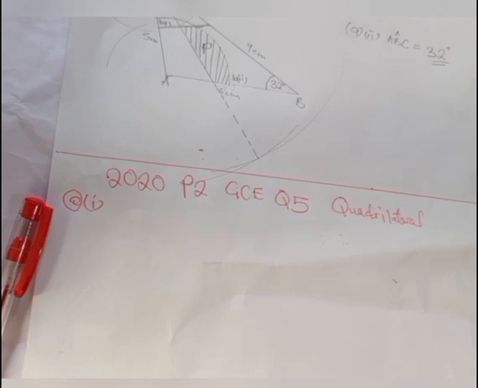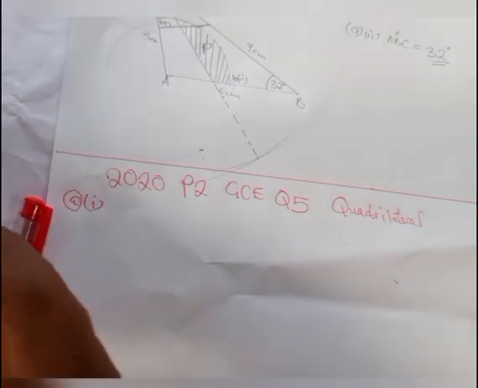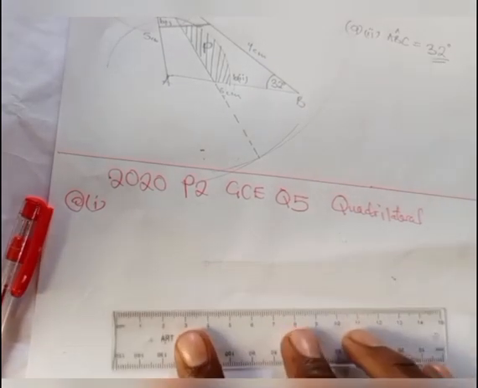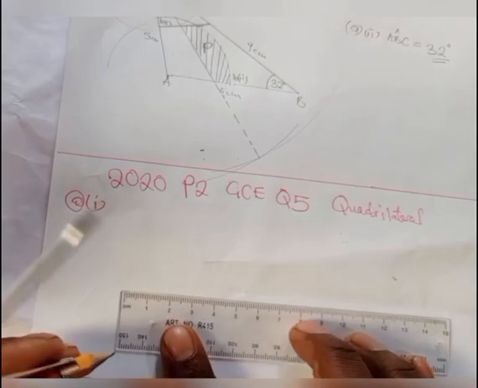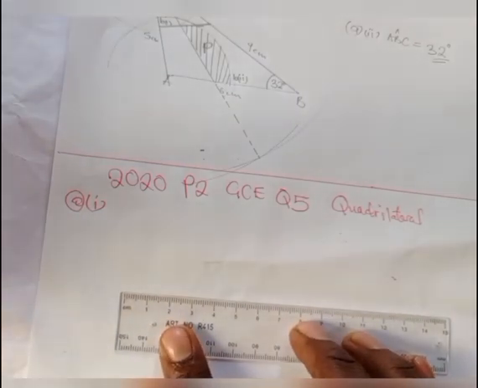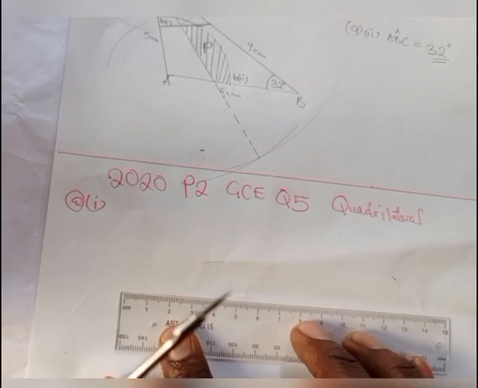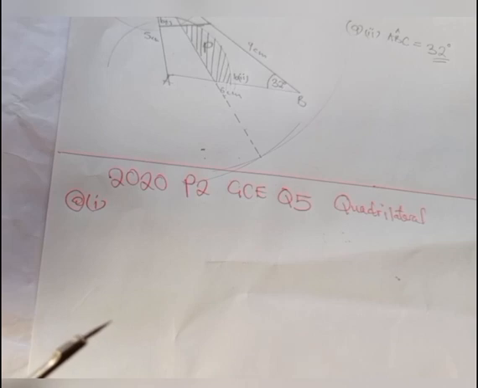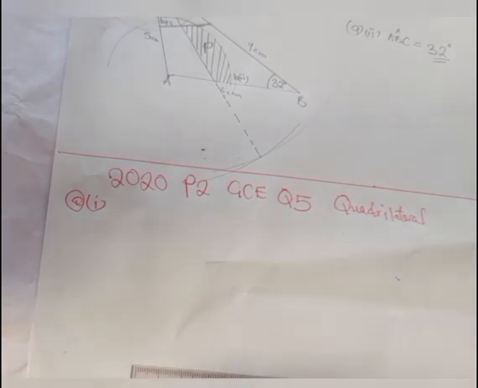It says, construct a quadrilateral PQRS in which QR is equal to 6 centimeters. So you get your ruler, as usual, and you make the construction of 6 centimeters for QR.